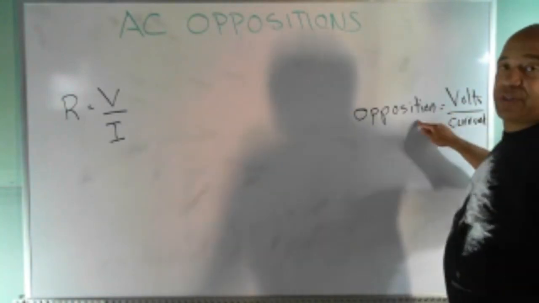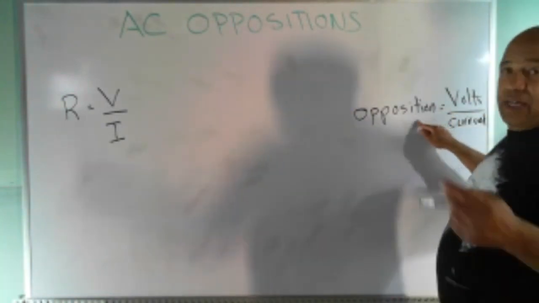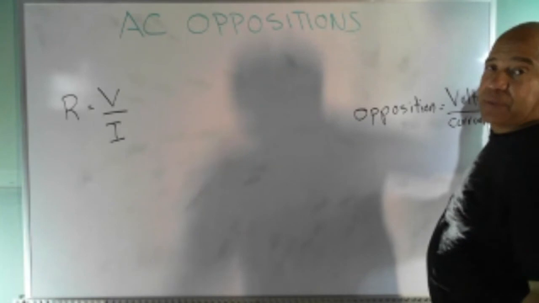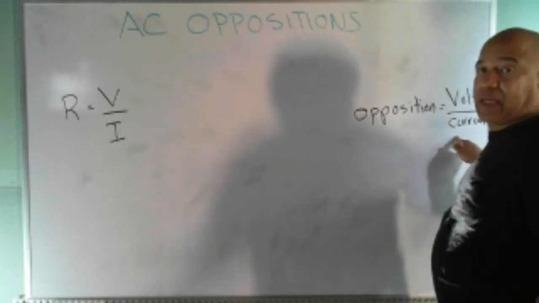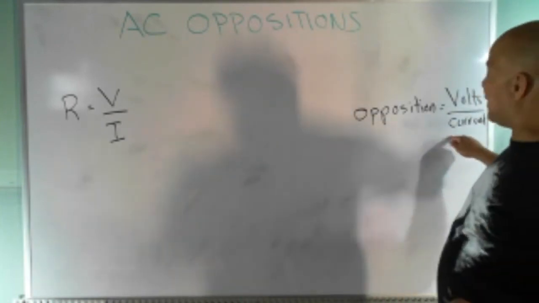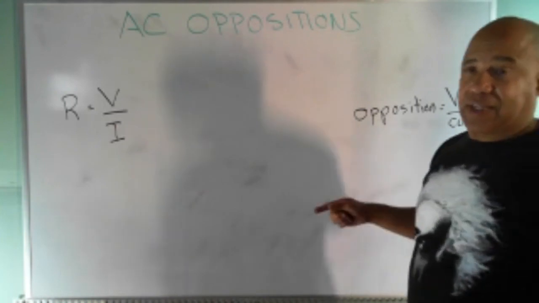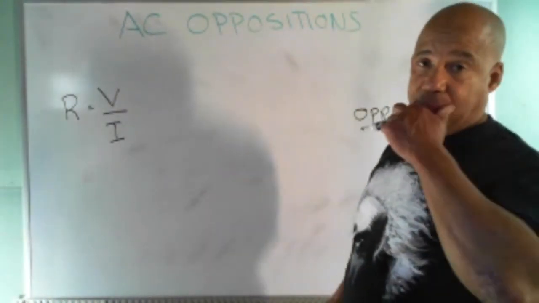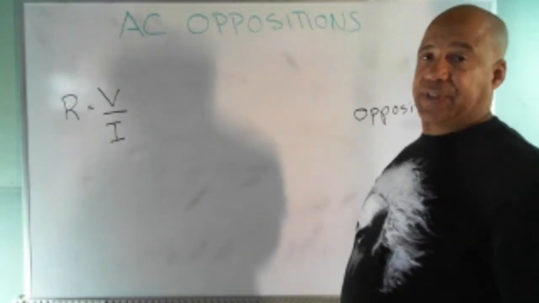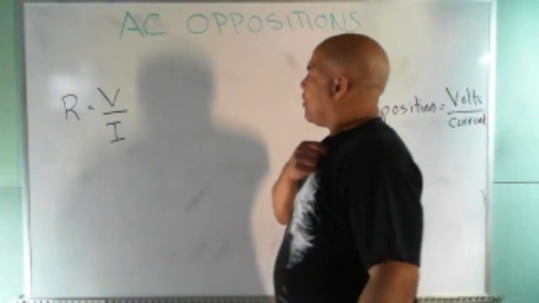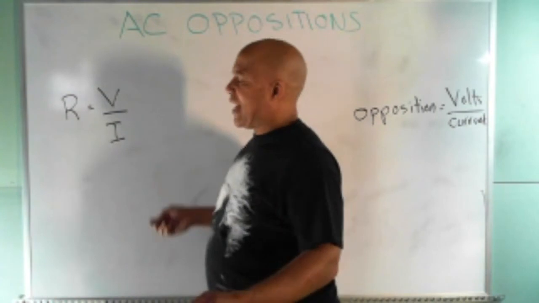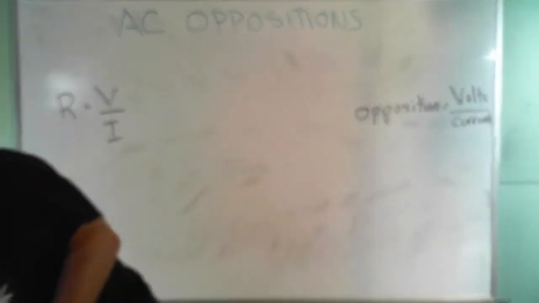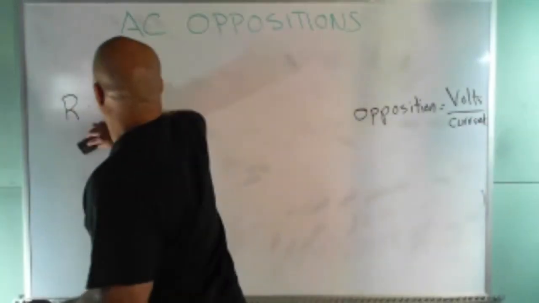Any kind of opposition in the AC circuit is going to equal the voltage across that opposition divided by the current through that opposition. And the reason I'm writing it this way is because, as I said, there's going to be other oppositions that are not resistance, which we'll get to. But right now we're dealing with resistance. So let's say I have a circuit and I want to calculate the resistance. Let me give you the circuit.